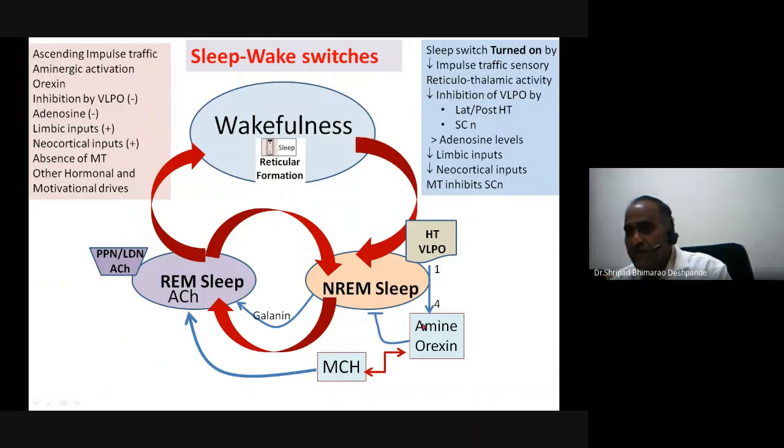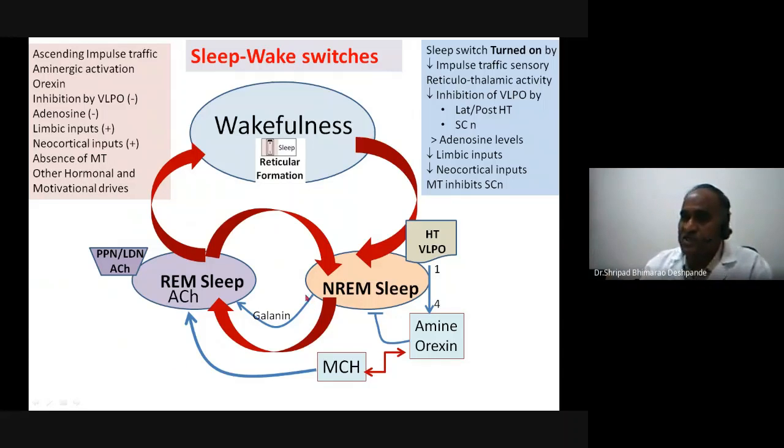Now, this is being governed by MCHergic neurons, that is the melanin concentrating hormone neurons. They will activate these things, and MCH and orexin neurons are mutually inhibitory. So once the orexin activity diminishes, the MCH is released, they will be activated, and the REM switch is on. Then there is one more transmitter here, that is galanin, which is coming from the VLPO again. So that would also be exciting this REM switch.